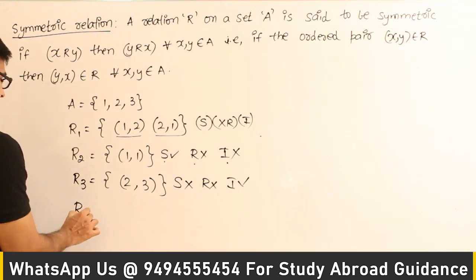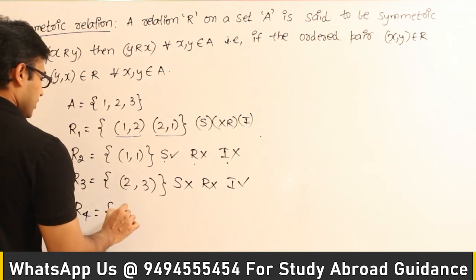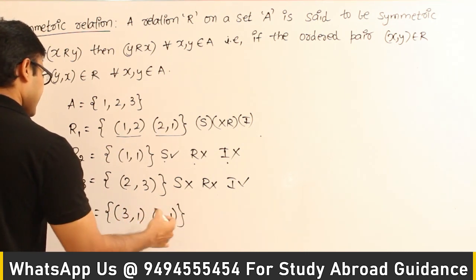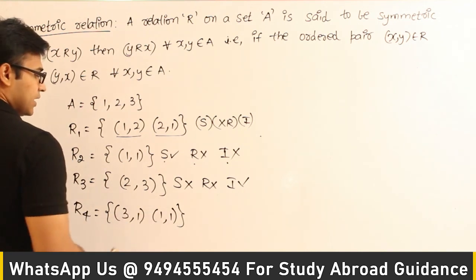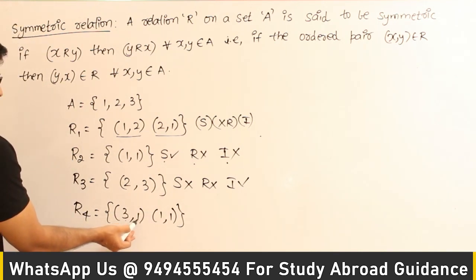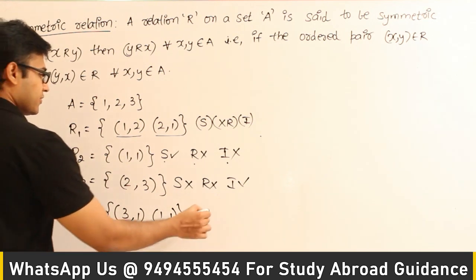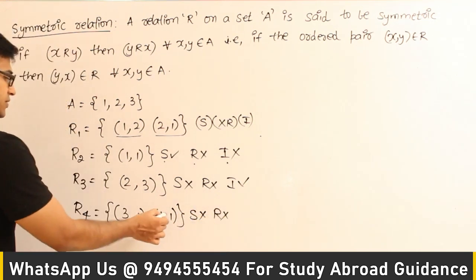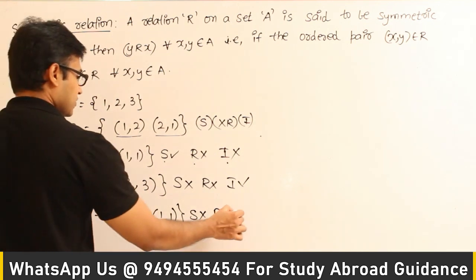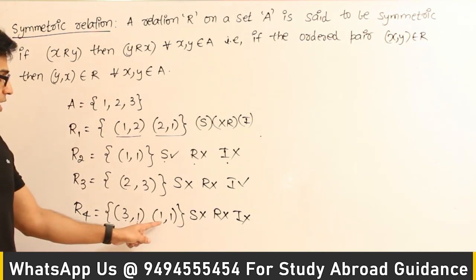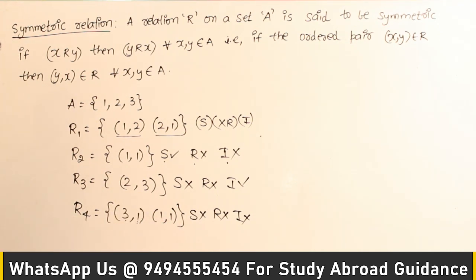Tell me about this. R4 equal to, let's say, {(3, 1), (1, 1)}. Is it symmetric? It is not symmetric because x comma y is present, but y comma x is not present. Is it reflexive? It is not reflexive because all the diagonal elements are not present, all of them have to be present. Is it irreflexive? It is not irreflexive. Why? Because we have one of the diagonal elements. There should be no diagonal element if it has to be irreflexive, right?